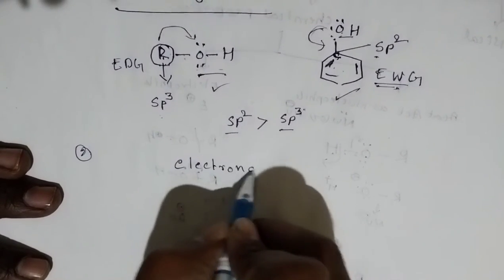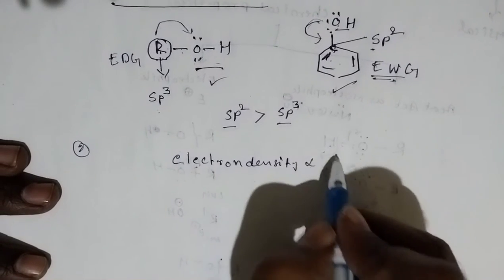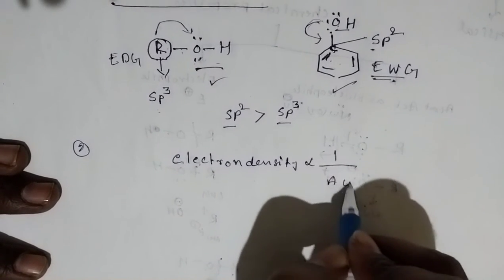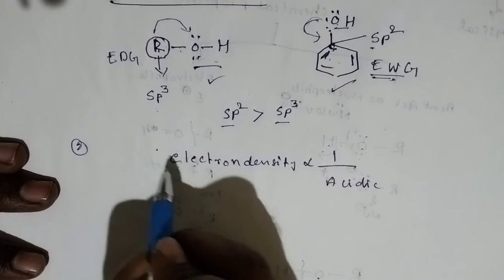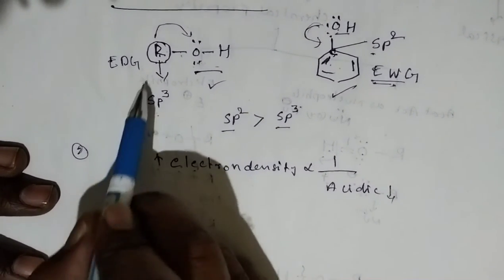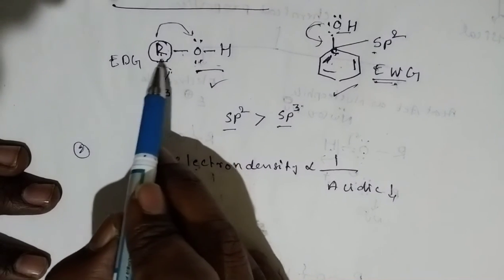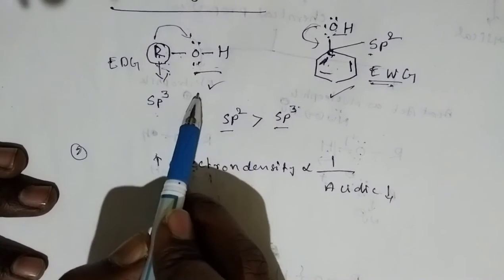Electron density is inversely proportional to the acidic character. More electron density means less acidic. That's what we have seen in the alcohol. So in alcohol, because of the alkyl group, electron density is more, then acidic character is less.